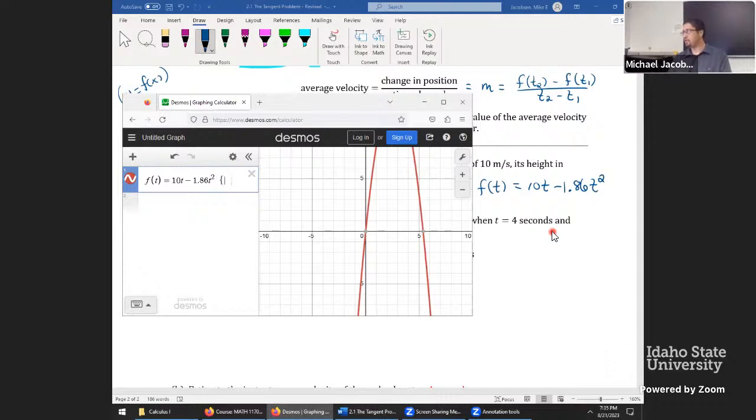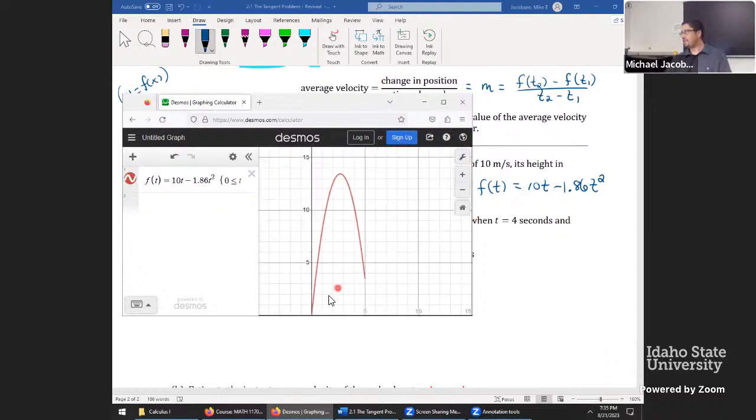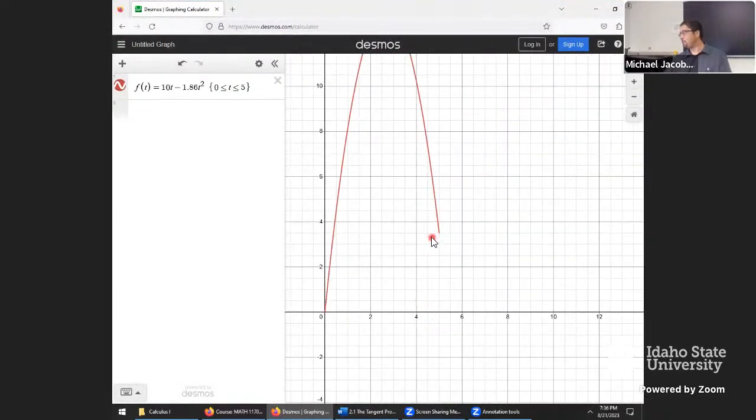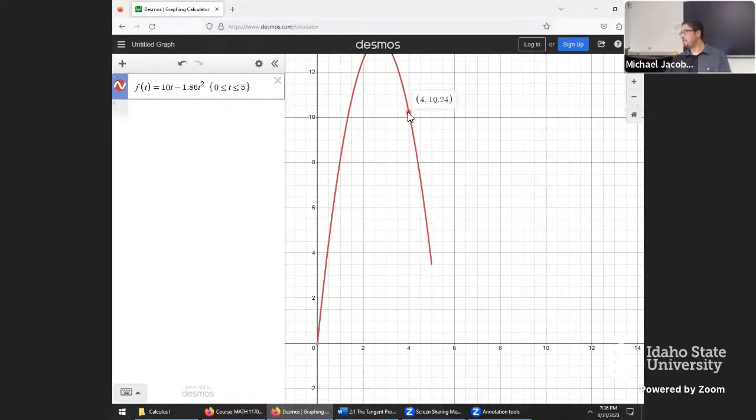We have a time condition, so I'll say 0 less than or equal to t, less than or equal to, let's just say 5 seconds. And that curve right here, that parabola, that's going to be the height at any time t after the rock was thrown upwards. Let me make that a little bit bigger while we're looking at it. At 4 seconds, we're right here. It's at height 10.24 meters. And we also know that beyond 4 seconds, it's going down.